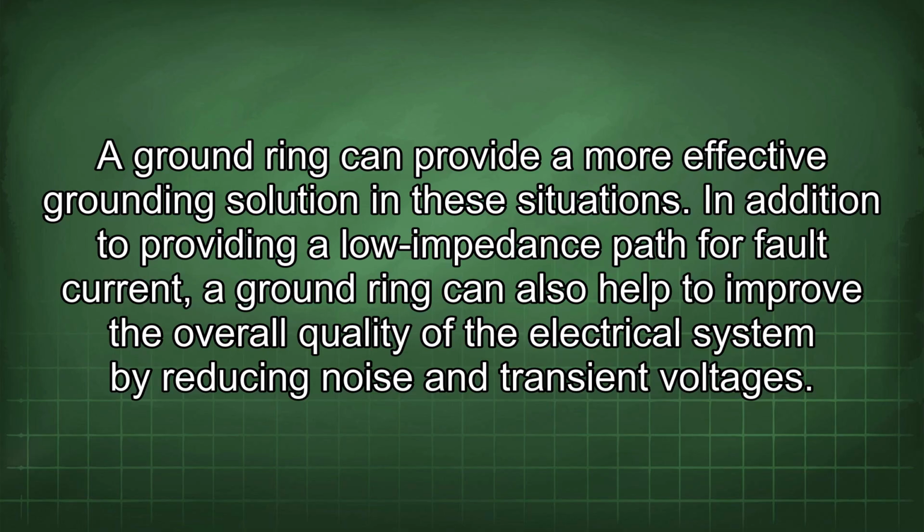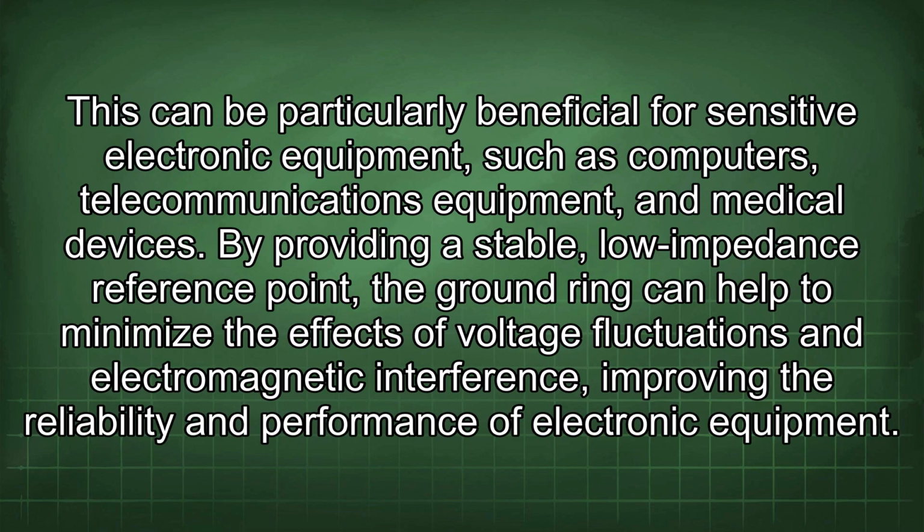In addition to providing a low impedance path for fault current, a ground ring can also help to improve the overall quality of the electrical system by reducing noise and transient voltages. This can be particularly beneficial for sensitive electronic equipment such as computers, telecommunications equipment, and medical devices. By providing a stable, low impedance reference point, the ground ring can help to minimize the effects of voltage fluctuations and electromagnetic interference, improving the reliability and performance of electronic equipment.